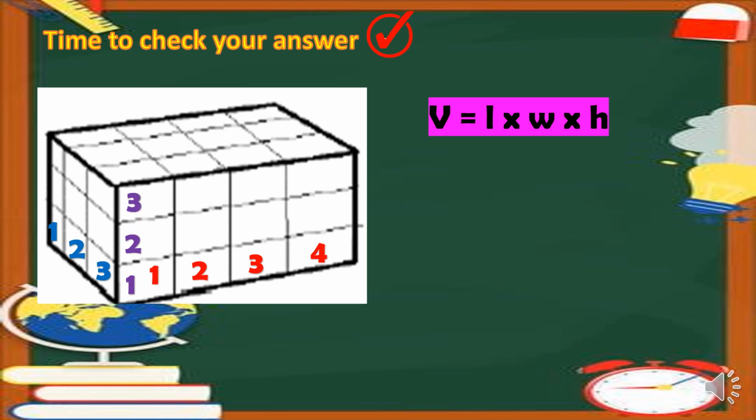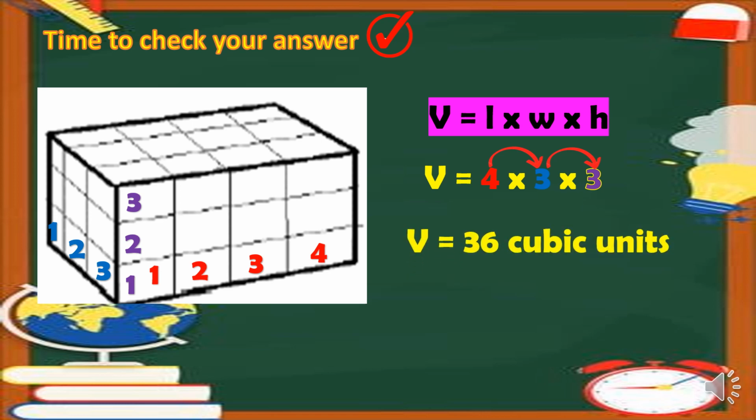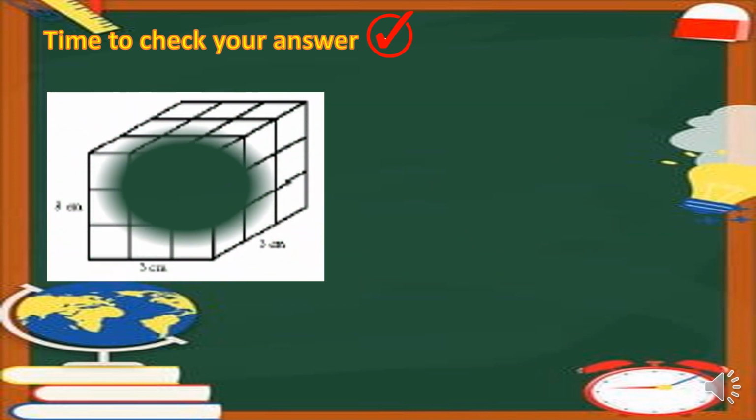So let us now substitute. So V is equal to 4, which is the length, and 3, which is the width, and 3, which is the height. So again, we will multiply 4 times 3, and then times 3. When we multiply that, we will get the volume of this rectangular prism, which is 36 cubic units.